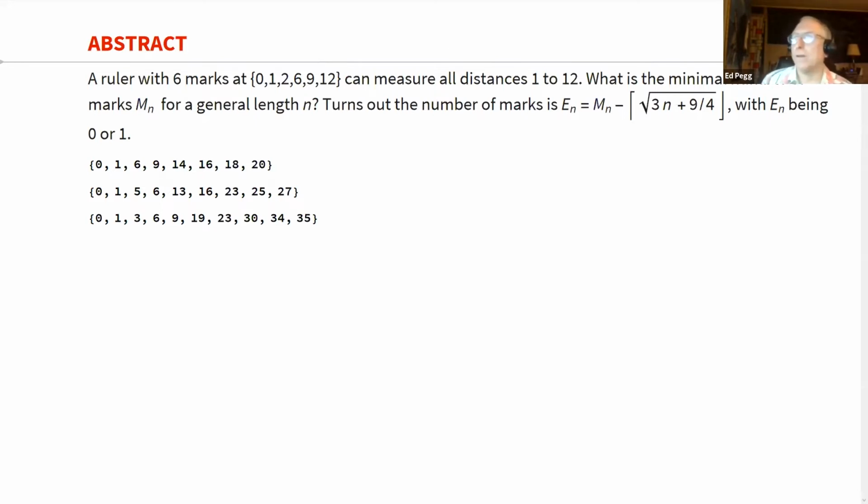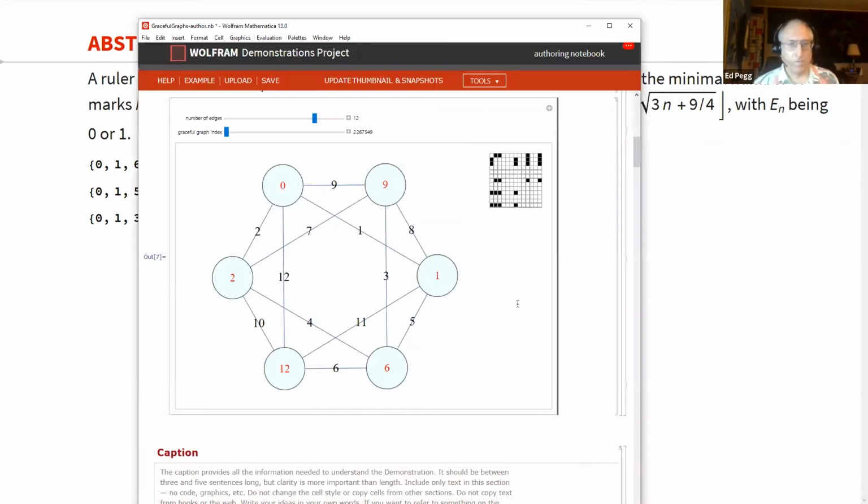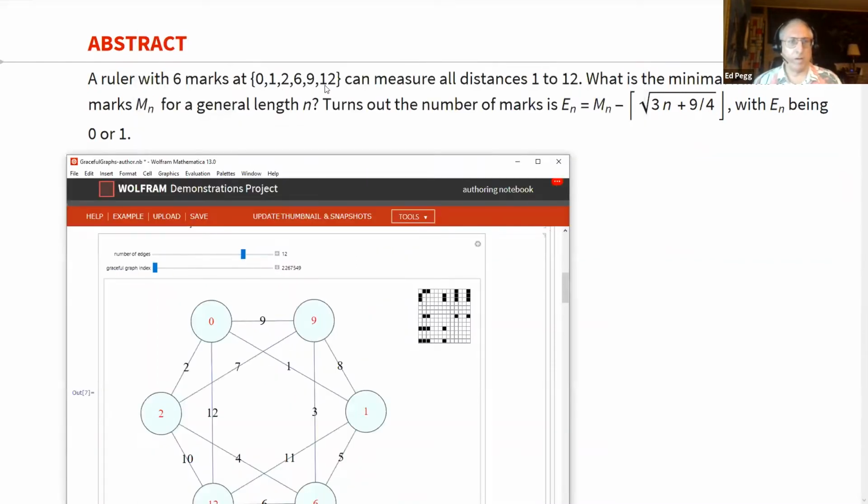So let me talk about something completely different for a moment, and that's graceful graphs. With a graceful graph, you basically have a set of vertices, and you label the vertices with numbers so that the difference is a value 1 to n. And for example, all the values 1 to 12 are within this graph. And this is basically the same as my sparse ruler here.